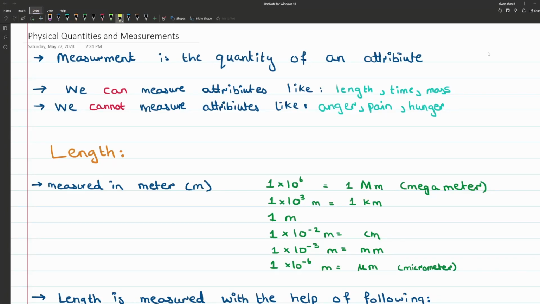Hello everyone, today we'll be starting with the syllabus of our O-level physics with physical quantities and measurements. So let's start with the first statement. Measurement is the quantity of an attribute.